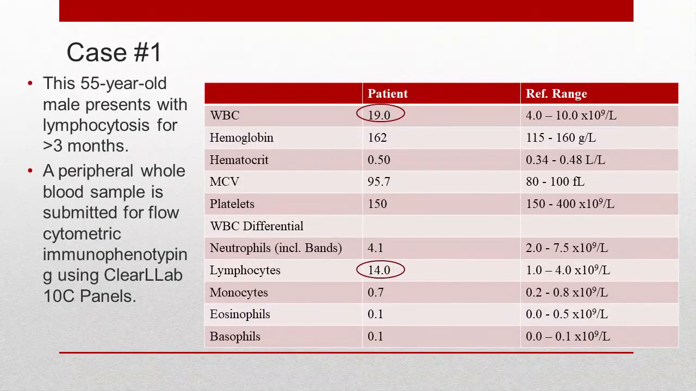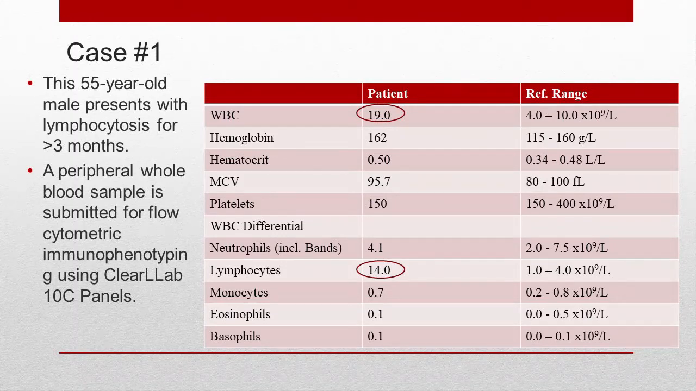So next I'd like to go through a few cases that we had when we were going through the study that we used to evaluate this system. Case 1 is a 55-year-old male that presented with a lymphocytosis. You can see here he's got an absolute lymphocyte count of 14. He has an elevated white count. He has slightly higher hemoglobin than normal hematocrit. MCV is normal. Platelet count is low end of normal. You can see also he's got relatively normal neutrophil count.